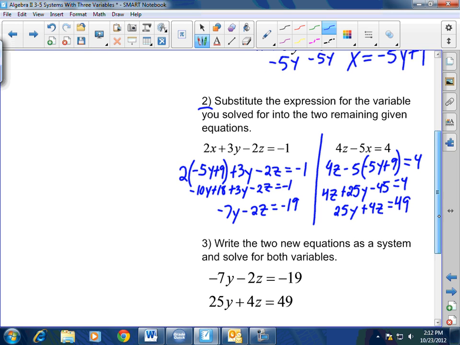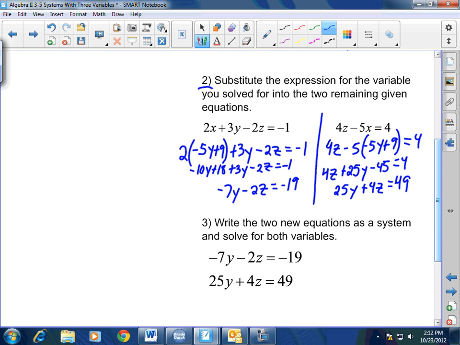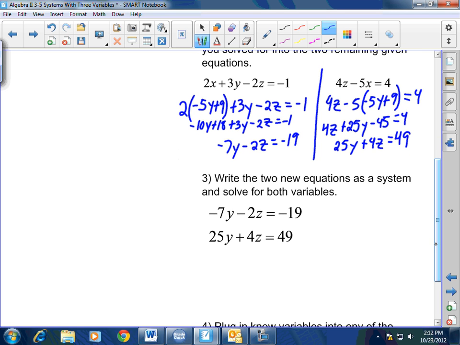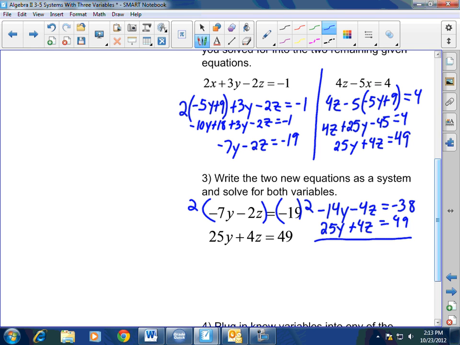Now, step 3. Write the two new equations as a system and solve for both variables. Who's going to be easiest to solve for here, the y or the z? Heck yeah, the z. You could have done the y, but I wouldn't have. That's exactly right. Great job, my brother. 14y minus 4z equals negative 38. 25y plus 4z equals 49. So that's going to be 39y equals 11. So y equals 1.